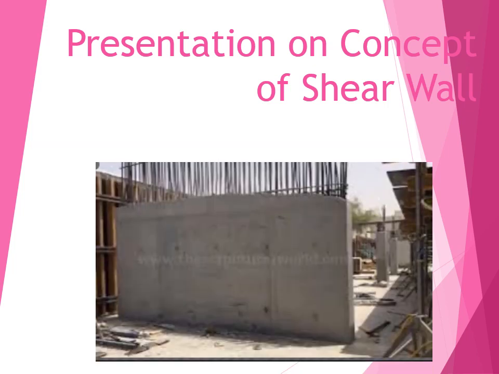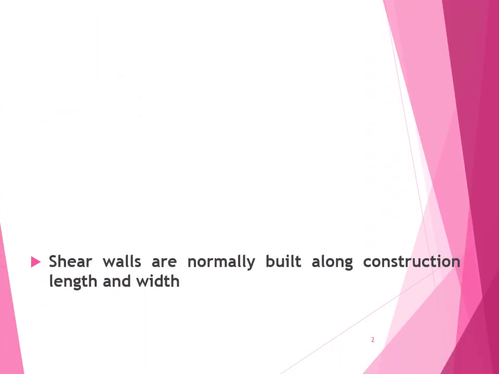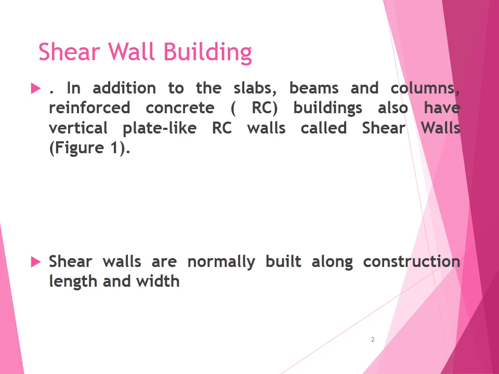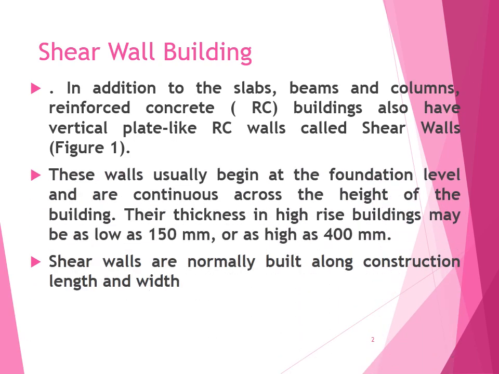Generally, the shear wall will look like this. Shear wall building. In addition to the slabs, beams and columns, reinforced concrete buildings also have vertical plate-like RCC walls called shear walls. You can see the images in the next slide. These walls usually begin at the foundation level and continue across the height of the building.